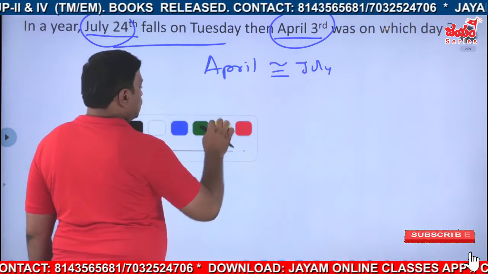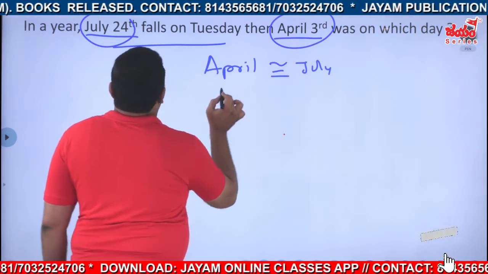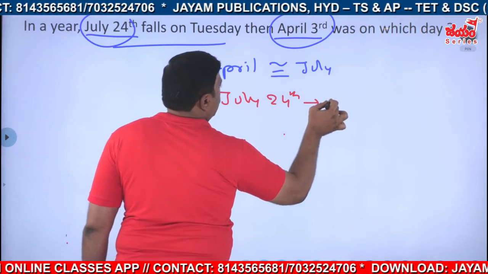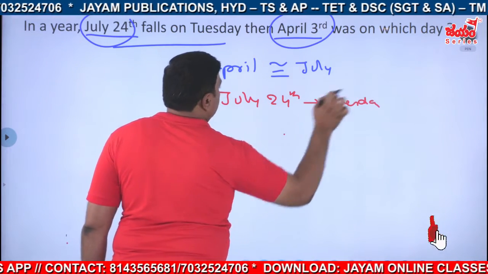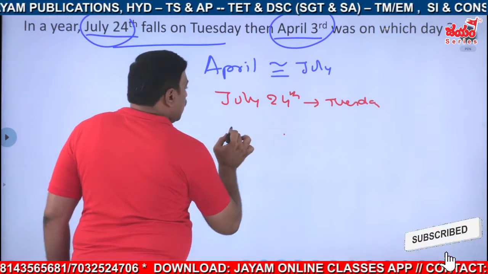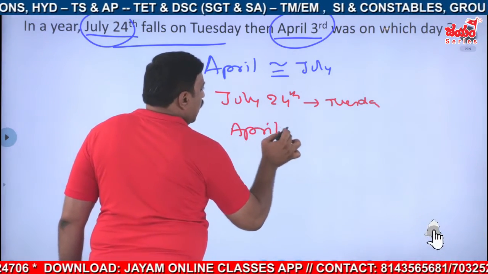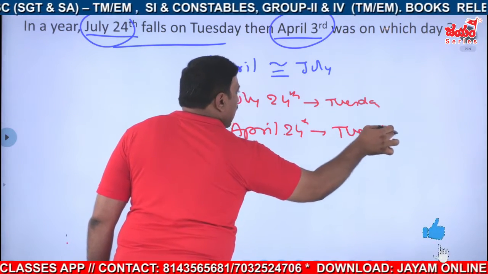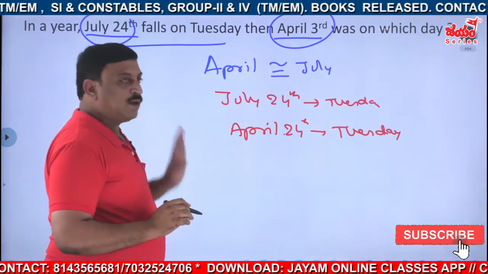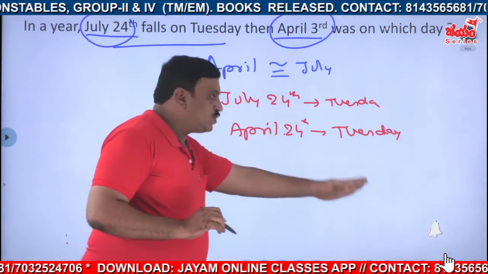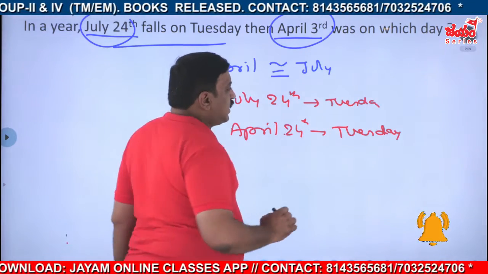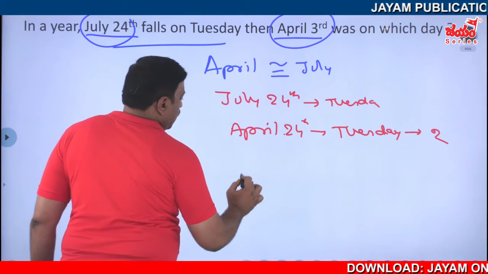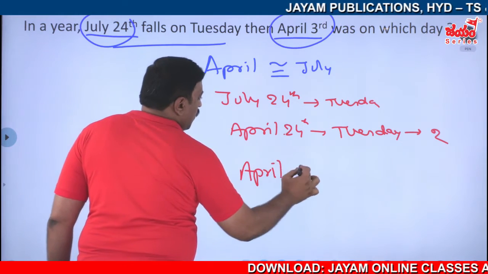You see how you will get answers, right? Here, if July 24th is on Tuesday, our April 24th is also Tuesday only, right? Even if you don't open that calendar, just see here. July 24th, April 24th is also Tuesday. If April 24th is Tuesday, the code is what? Tuesday code is 2. I have to go back. How many days back? April 3rd. In 1 month, you go back, no problem.